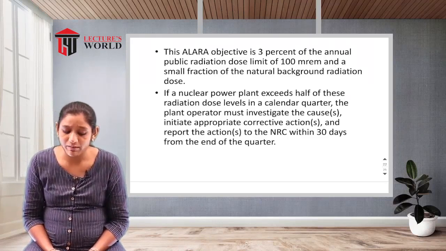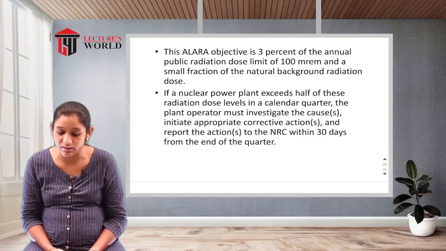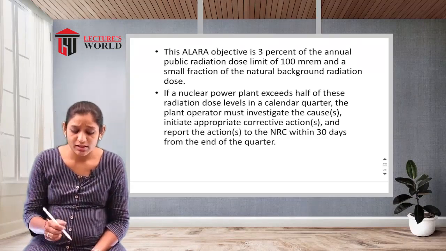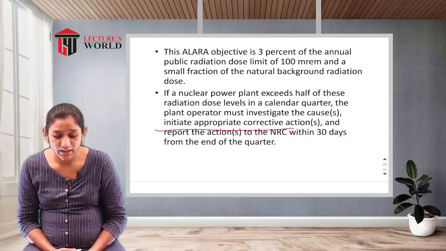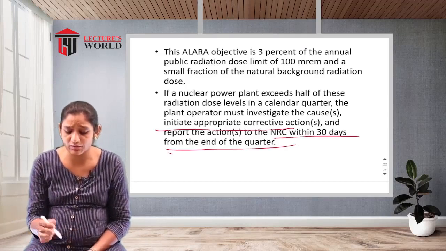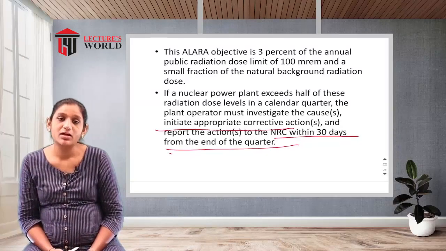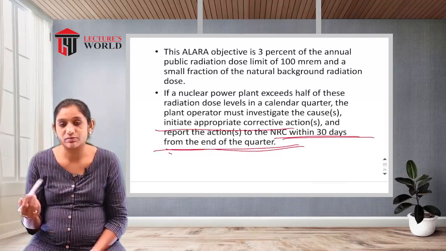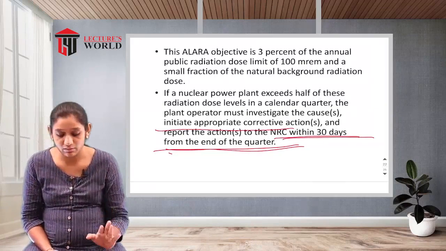If a nuclear power plant exceeds half of this radiation dose level in a calendar quarter, the plant operators must investigate the causes, initiate appropriate corrective actions, and report the actions to the NRC within 30 days from the end of the quarter. That means the exceedance is assessed quarter by quarter, within 30 days from the end of the quarter.